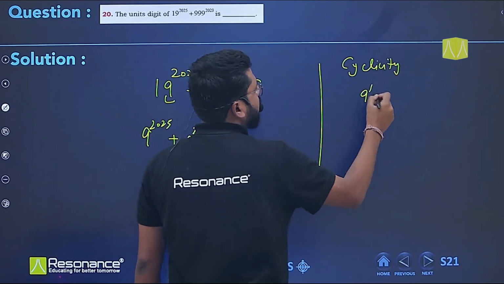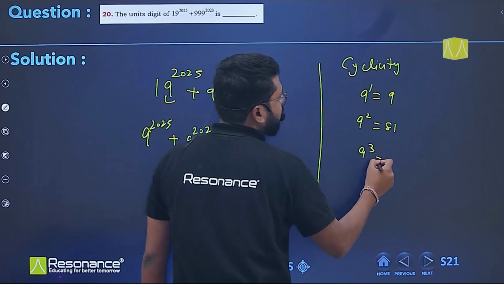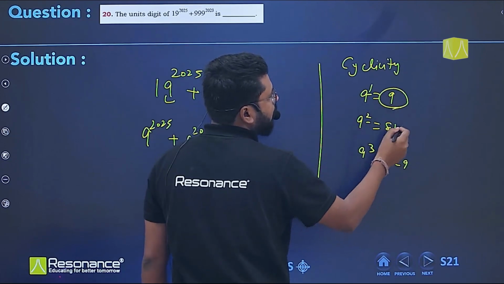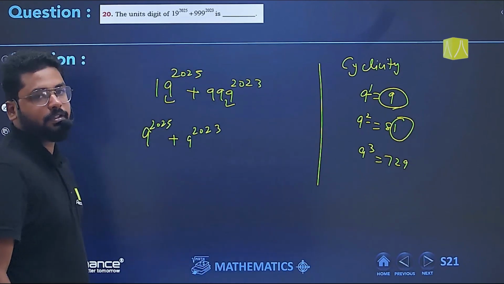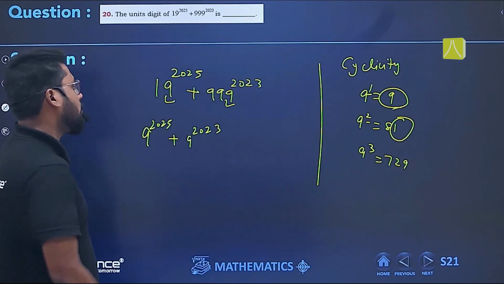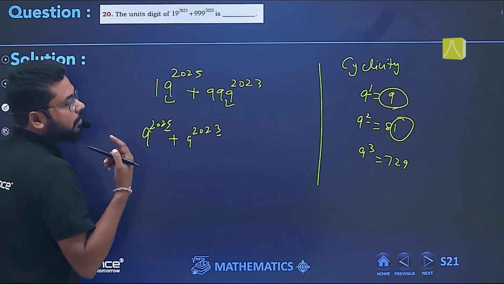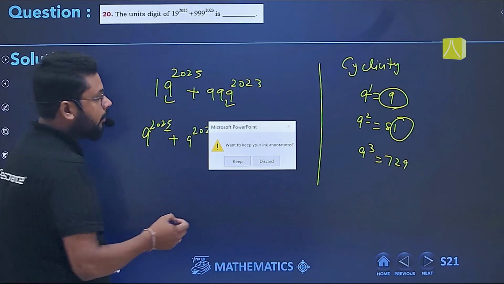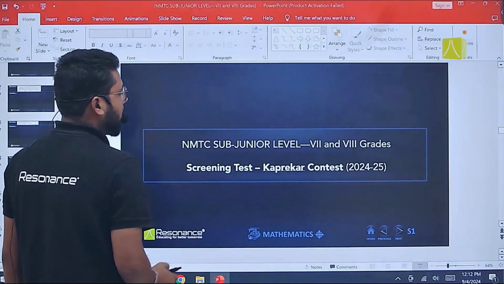So 9 raised to power 1 is 9, 9 square is 81, 9 cube is 729. This shows that at odd power the unit digit is 9, at even power the unit digit is 1. So these both are odd powers, so the unit digit will come as 9 only.